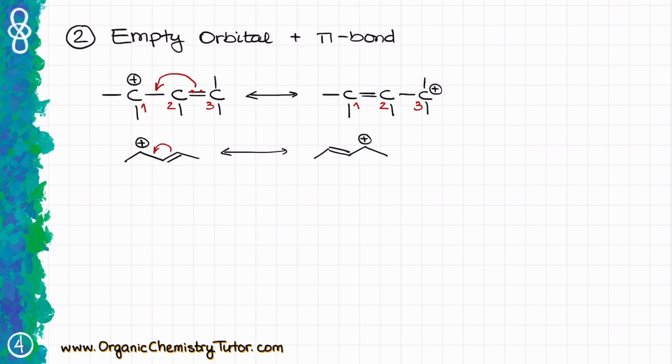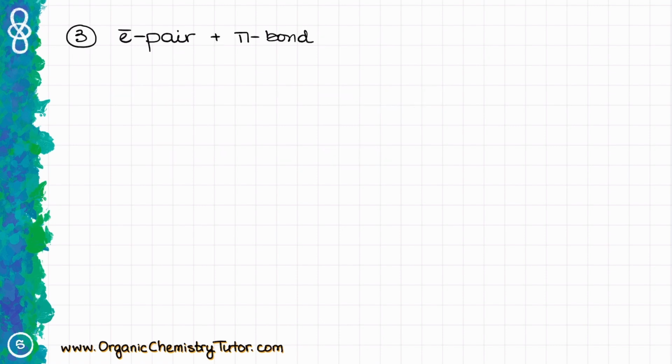So if I again number my carbons as carbons 1, 2, and 3, I have taken electron density between carbons 2 and 3, I've placed that electron density between carbons 1 and 2, and carbon number 3 does not have electron density around it anymore, so because of that it's going to have a plus charge. The next common type is when you have an electron pair on some sort of element like nitrogen, oxygen, or something else next to a pi bond.